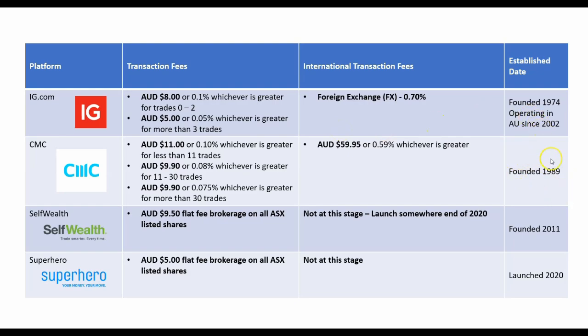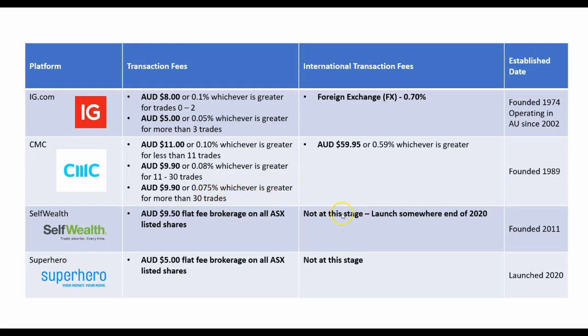And this was founded basically in 1989, so they're quite reputable, they're quite good. And then we've got these newcomers as well. First one being SelfWealth, which actually charges a $9.50 flat fee brokerage on all ASX listed shares, which is very attractive in my opinion. No matter what the amount, it just charges a flat fee, and it's pretty cheap compared to a lot of other platforms out there in the Australian market.